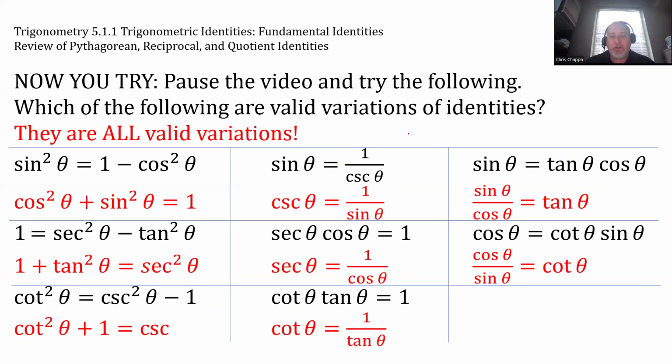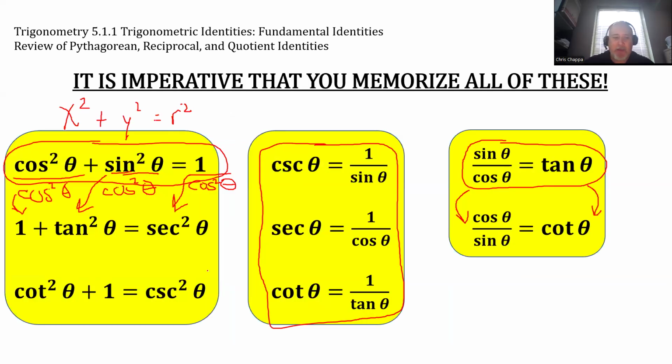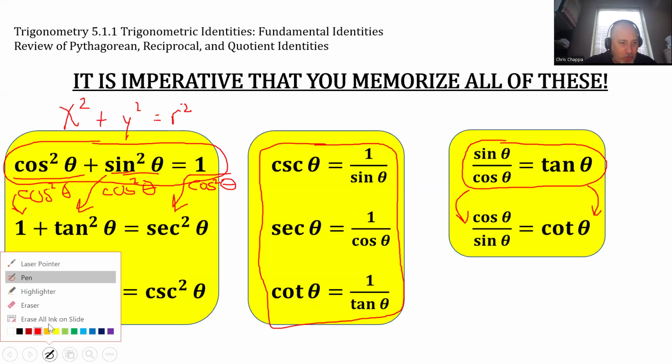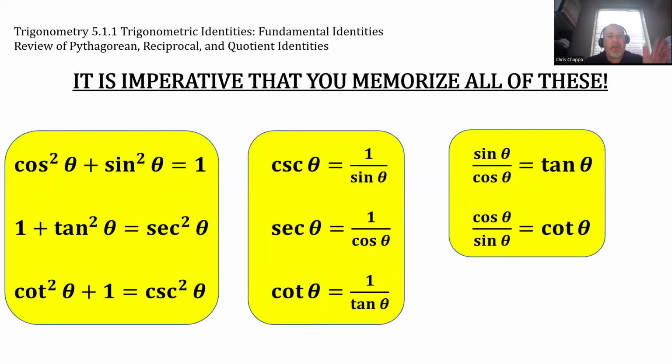In fact, if you were paying close attention, the organization of the eight identities here is identical to the organization here, minus all the scribbles. Let me get rid of the scribbles. Pythagorean on the left, reciprocal in the middle, quotient on the right.